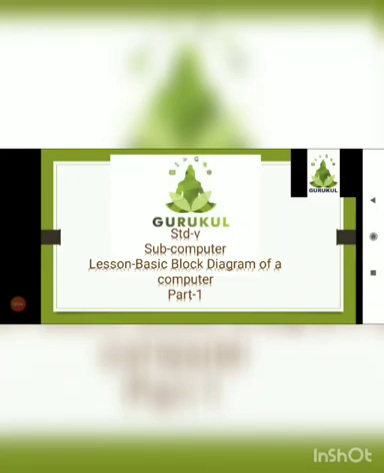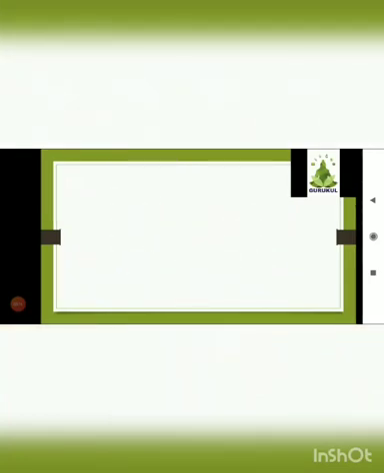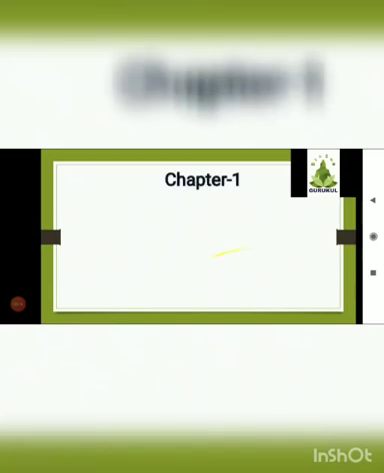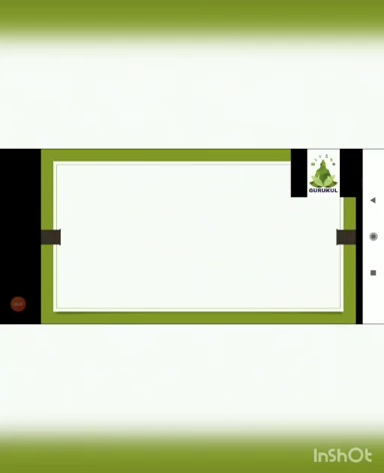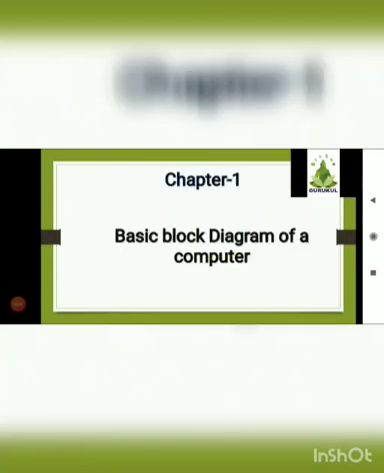Today we will start with our new lesson, chapter 1, basic block diagram of a computer. Kids, we have already learned what is computer. Computer is an electronic device which accepts human data, processes it and gives us information as output. So here we will learn about each part of a computer system, one by one, and how it is made.